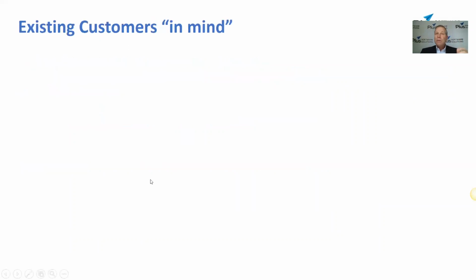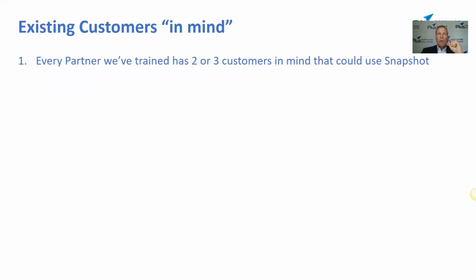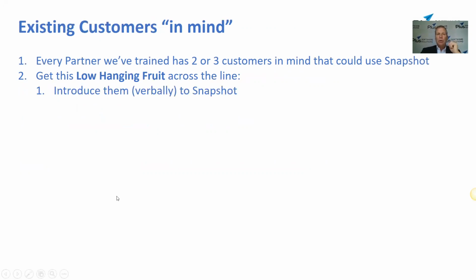So, once you've been trained, how do you start? Well, every partner that we've trained, I do know for a fact, has some existing customers in mind. They say, oh, this customer will actually like Snapshot, or that customer will. So undoubtedly, you've got 2 or 3 customers in mind. So what you want to do post-training is get this low-hanging fruit across the line quickly so that you can capitalize on your learning.